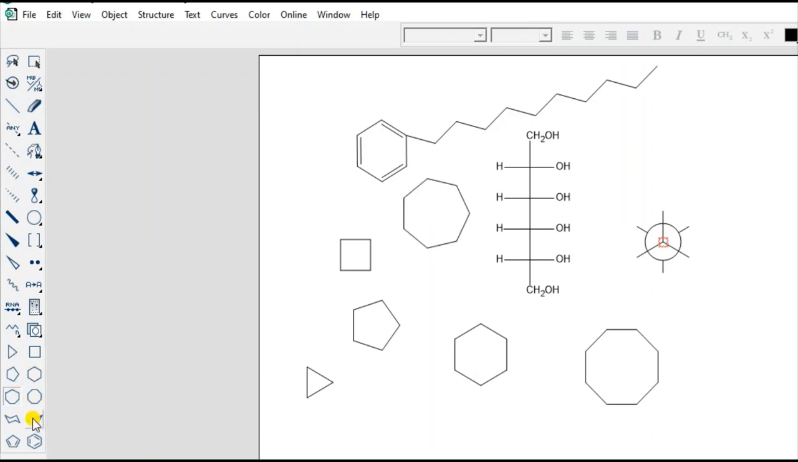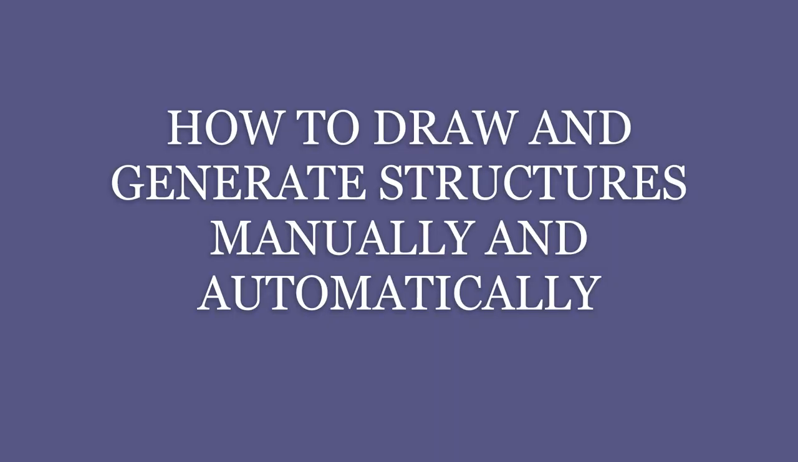This is another structure. This is chair cyclohexane. If you have studied stereochemistry, you can easily understand it. There is a chair cyclohexane. It is benzene, and it is cyclopentadiene. So this is the way you can use all these tools. I will further tell you in the video how we can use these tools for drawing the structure of a molecule, for drawing the mechanism, and many other purposes.